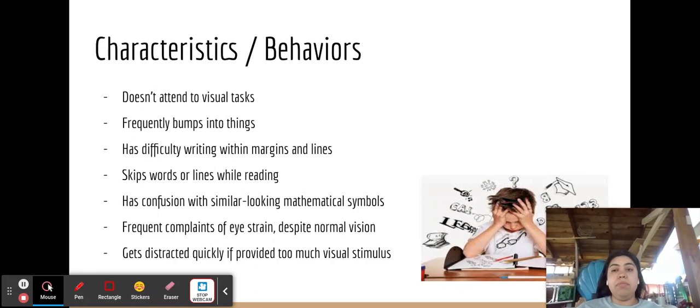Here are some characteristics or behaviors that a student with visual processing disorder may have. They might not attend to visual tasks. They might frequently bump into things. They can have difficulty writing within the margins and lines. They may skip words or lines while reading. They may have confusion with similar looking math symbols. They may have frequent complaints of eye strain despite having normal vision. And they may get distracted quickly if provided too much visual stimulus.